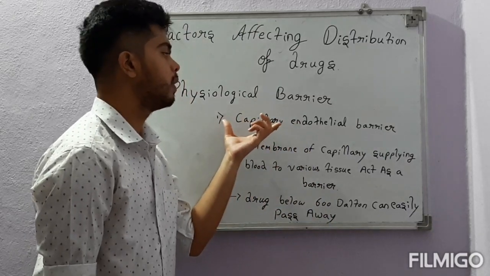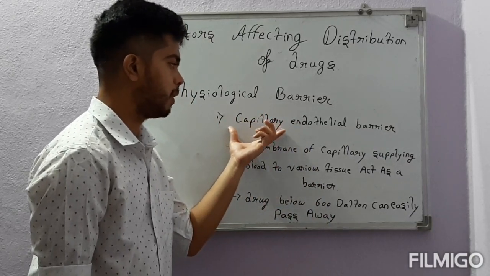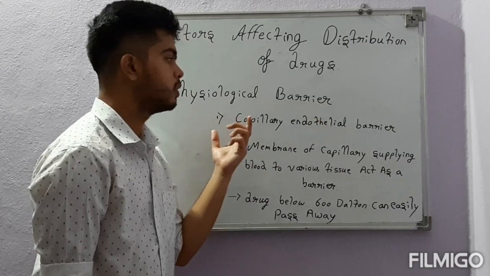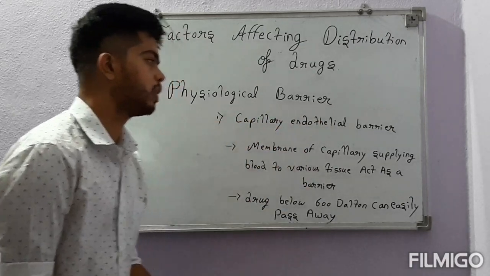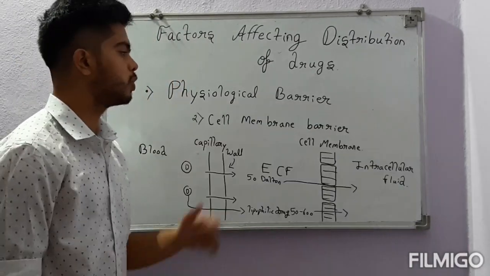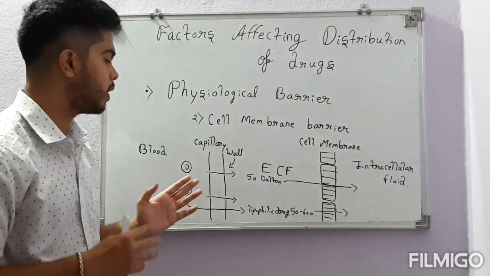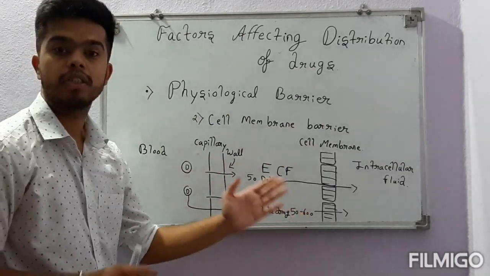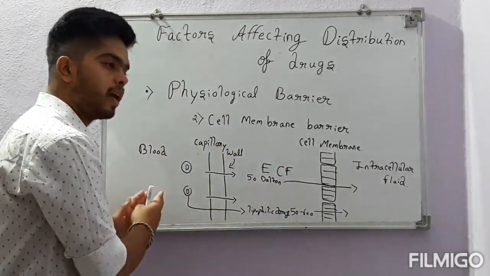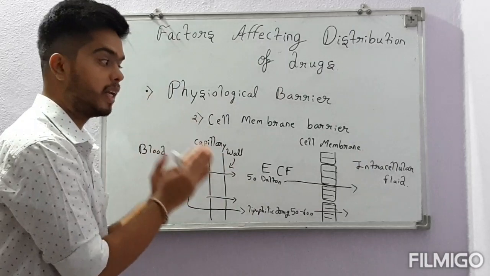So it is a good barrier, like a membrane of a capillary acting as a barrier. So we have seen the capillary endothelial barrier. Let's go on further into the cell membrane barrier. As we know, the main thing is to get the drug to its site of action to show its action.